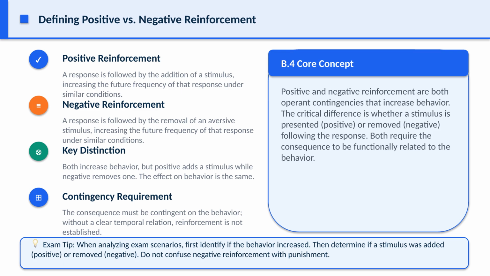The key exam point is that both contingencies strengthen behavior. The difference lies solely in whether a stimulus is added or taken away. You must also remember the contingency requirement. The consequence must be temporally and causally linked to the behavior. Without that clear relation, reinforcement is not established.